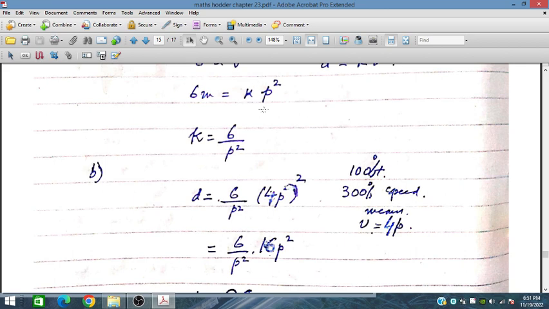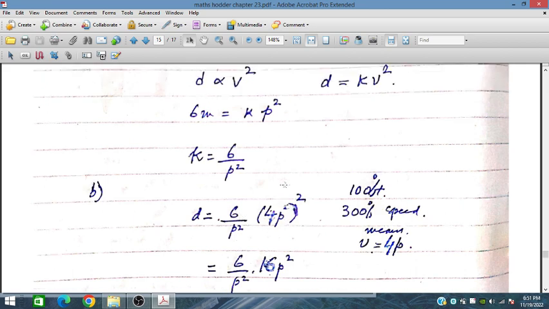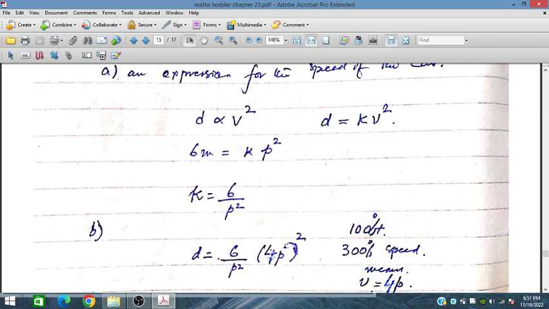So in place of this speed, we can write 4p square. So 6 upon p square multiplied by 4p square. Initially the speed was p, and that speed has increased by 300% more. So 100% was the initial speed, and 300% is the increase, so its speed is now 400%, which is 4 times.